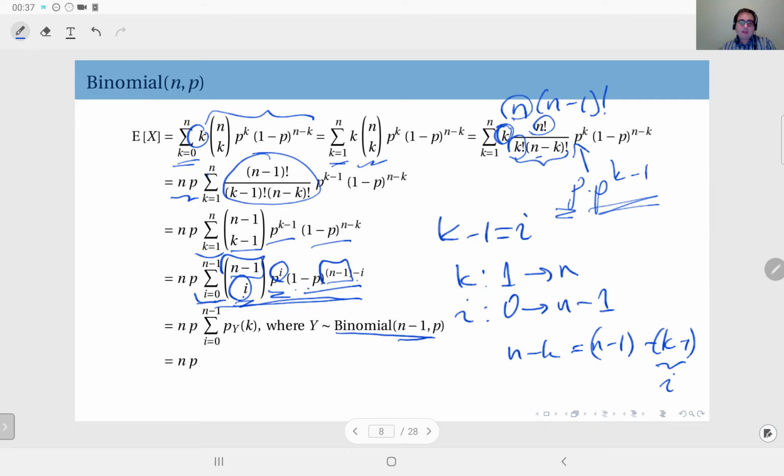So that is the entire sample space from 0 up to n minus 1. So I'm summing up the PMF of y, a different random variable, let's say. It's binomial, but with parameters not n and p, but n minus 1 and p. Which should be what? 1, because the sum of the PMF, all probabilities, makes 1, and the result is found as n times p.